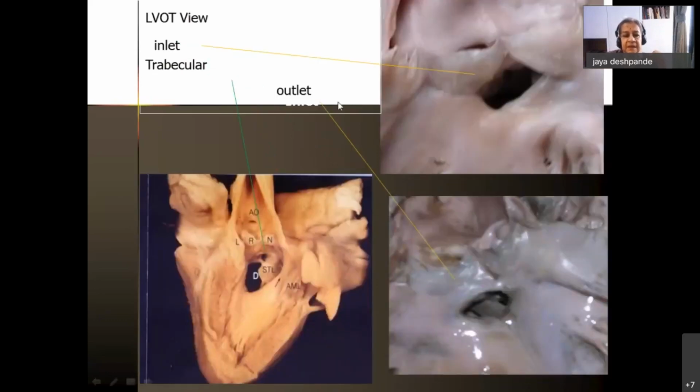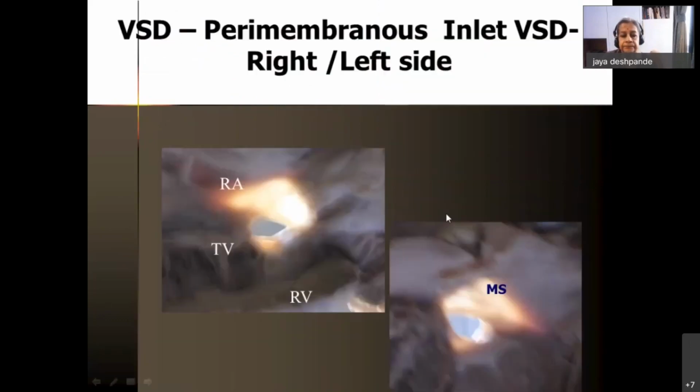So this is from the left side, the inlet type of VSD, the outlet type of VSD, and the trabecular part of the VSD. Here we have trans-illuminated the membranous defect to show you the defect, and all this part that you are seeing is the remnant of the membranous septum. So it's not a complete absence of the membranous septum. Many times a large chunk of the membranous septum still remains.